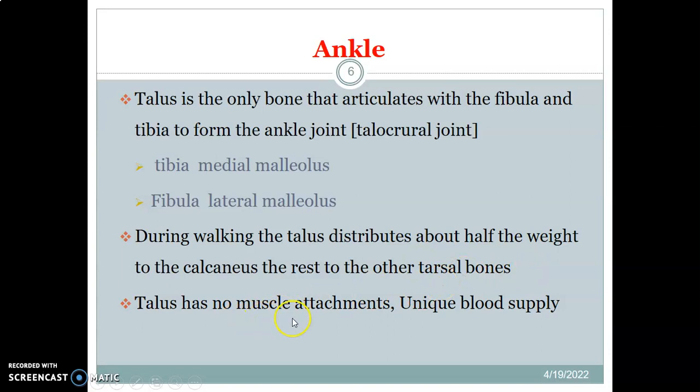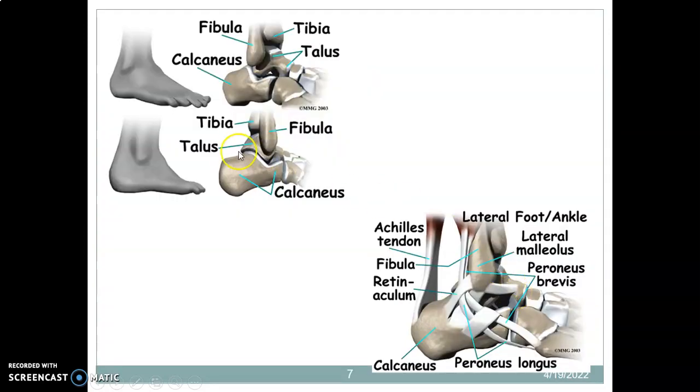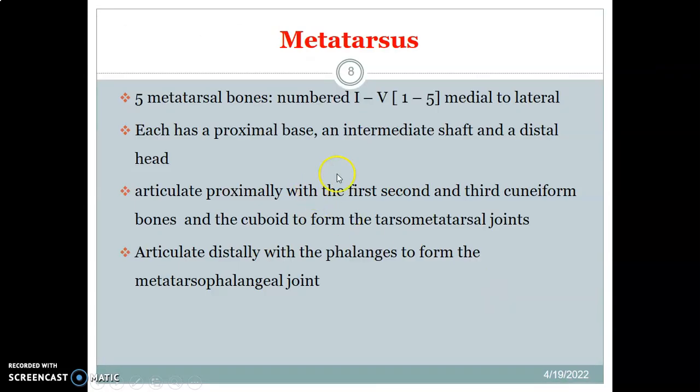So the talus, again, has no muscle attachment and usually has a unique blood supply. Remember, like the blood supply of the scaphoid in the upper limb, the talus also has a unique blood supply. So this is your talus here. It rests or rather sits onto the calcaneus. That's your talus within the lateral and medial malleoli and the inferior surface of the tibia, which form the mortise of the ankle joint. So that's the talus. It has no muscle attachments, but you have ligaments that will attach onto it.